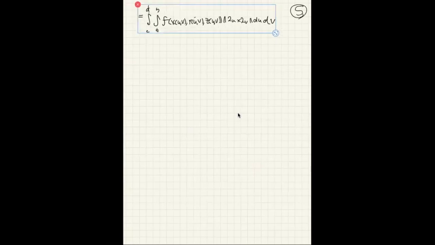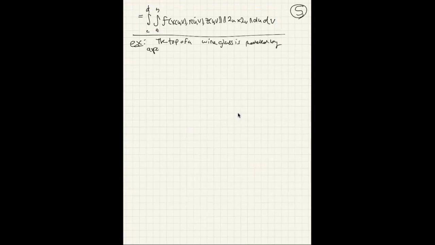Okay, so that's the formula we'll be using on this page. So let's do an example. The top of a wine glass is modeled by a parabolic bowl, which is z equals x squared plus y squared, and z is below, let's say, 1. So the picture looks something like this.